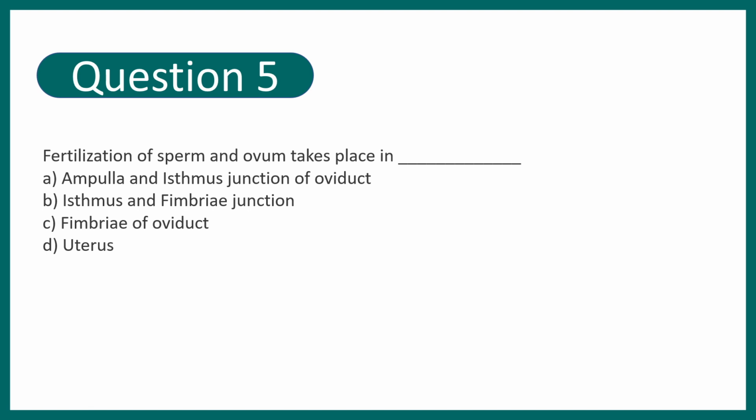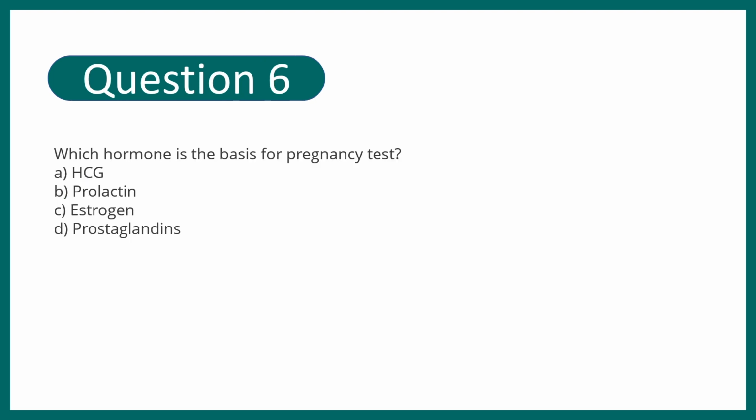Question number 5. Fertilization of sperm and ovum takes place in the ampulla isthmus junction of the oviduct, isthmus fimbria junction, fimbria and oviduct, or uterus. The correct answer would be, so actually it should be the ampulla and isthmus junction. Somehow this is misplaced, so don't get fooled by this particular answer.